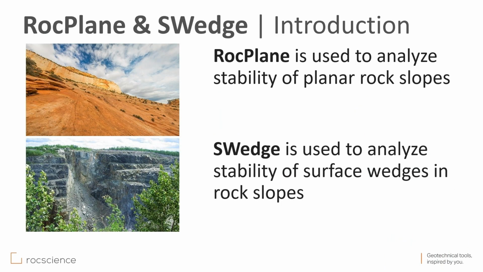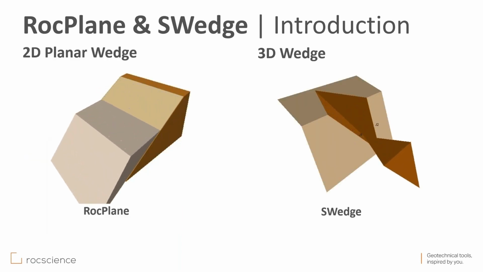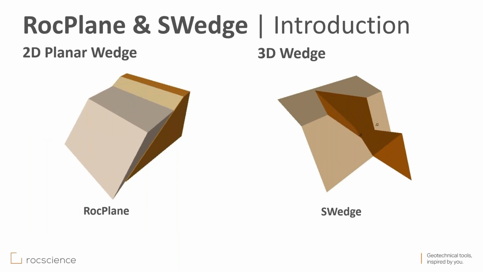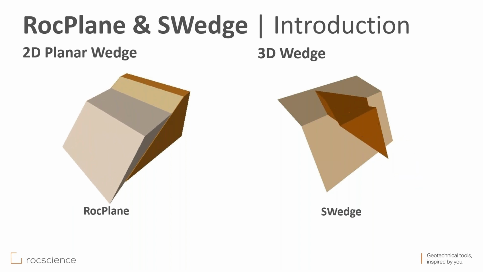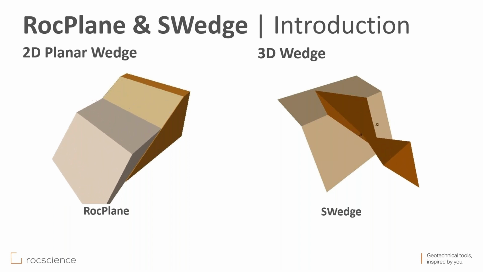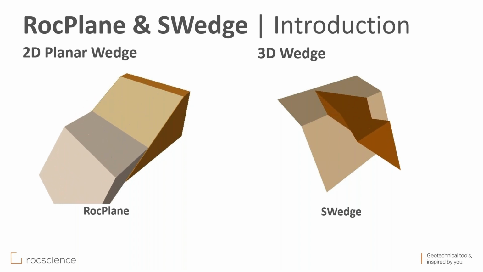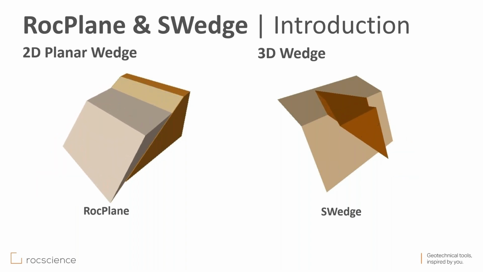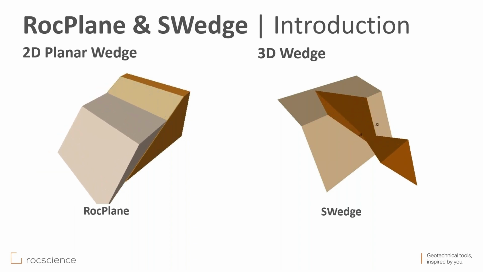RocPlane is used for analyzing 2D planar failure, while SWedge is used for analyzing 3D wedge failure. RocPlane and SWedge are very similar programs in terms of analysis types and program features, with the main distinction being their geometry. In RocPlane, the failure plane is formed by a single joint plane, while in SWedge, it is formed by two intersecting joint planes. For the sake of brevity, I will only be covering the features in SWedge, while we note that essentially all the same features apply to RocPlane as well.